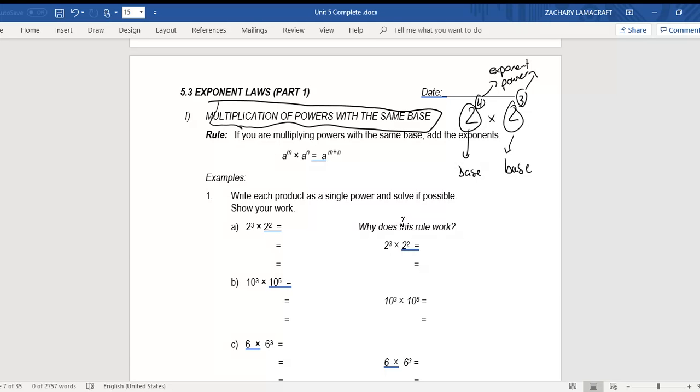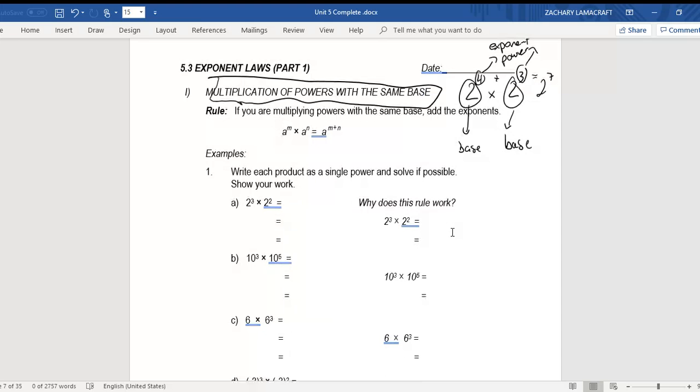So the rule for it is if you are multiplying powers with the same base, all you do is add the exponents. So in this case, 4 and 3, it would be 7, or 2 to the 7. That's what we're getting at with this. It says a to the m times a to the n, which would be a to the power of m plus n. Okay, so we're going to show you two different ways here, and because of this, we can come up with some different answers here.